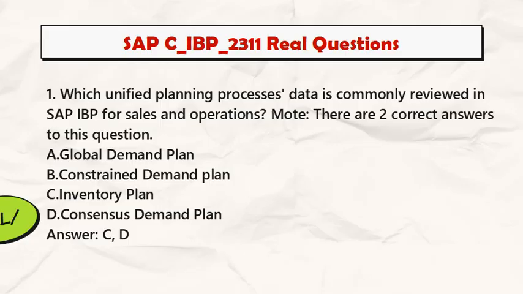1. Which unified planning processes data is commonly reviewed in SAP IBP for sales and operations? Note: There are two correct answers to this question. A. Global demand plan. B. Constrained demand plan. C. Inventory plan. D. Consensus demand plan. Answer: C, D.